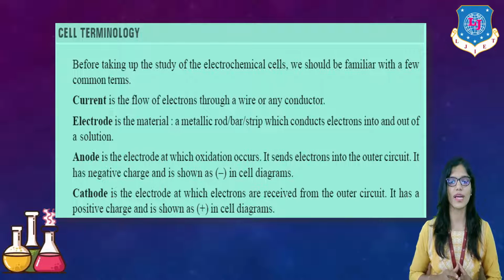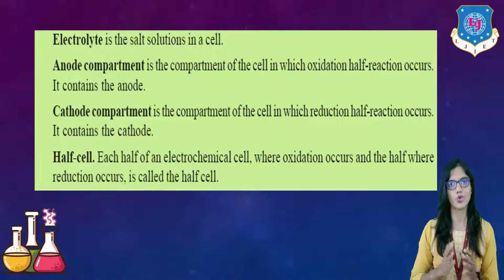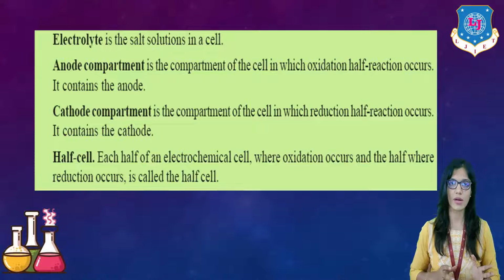Cathode is the electrode at which electrons are received from the outer circuit, and it has a positive charge, which is shown as plus in cell diagrams. The diagram of the electrochemical cell shows each and every terminology which is present in it. Electrolyte is the salt solution in a cell. It contains two different types of electrolytes: one in one cell compartment, and another in the other cell compartment.